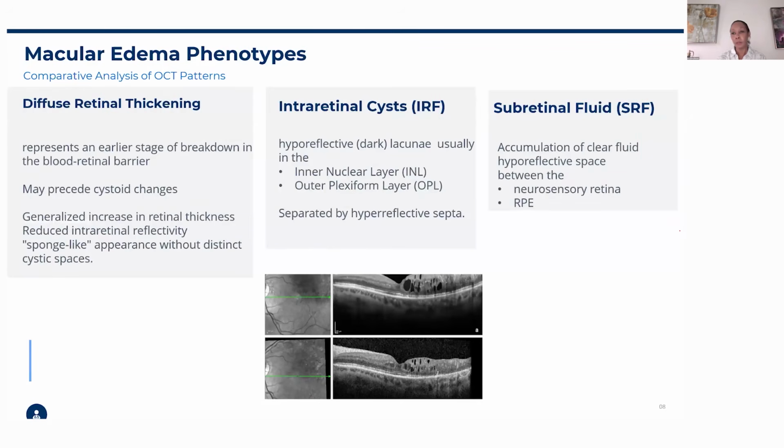So the different types or phenotypes of macular edema: you can talk about diffuse retinal thickening, where there's just a little bit of sponginess and increase in thickness in the retina, but you're not seeing distinct cystoid spaces. And then you have intraretinal cysts, which are these hyporeflective dark lacunae. They're usually in the inner nuclear layer and the outer plexiform layer, and they're separated by hyperreflective septi. Then you have the subretinal fluid, which we spoke about briefly, where there's accumulation of fluid. It's actually a hyporeflective space, so it's dark, and it's between the neurosensory retina and the RPE layer.